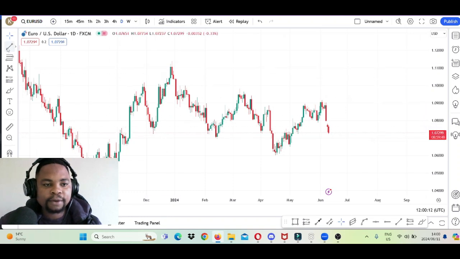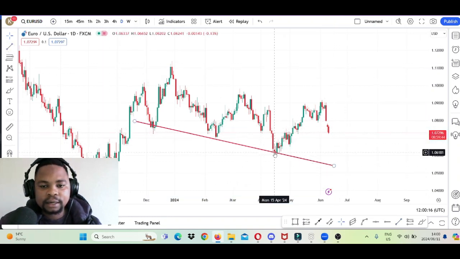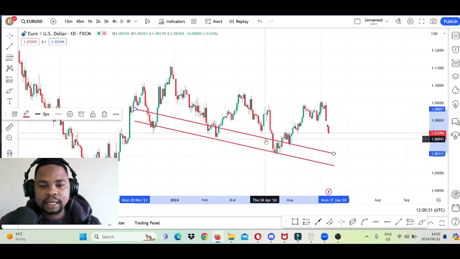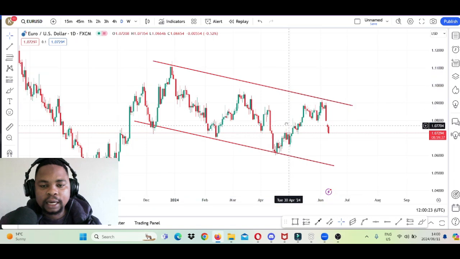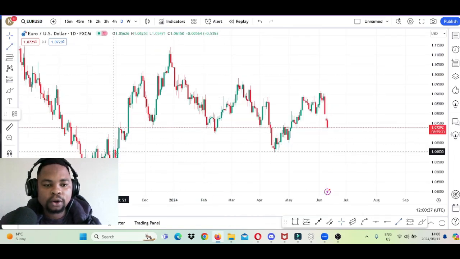Look at this and how beautiful it is right now. You can literally continue with scalping your trades and use TradingView to enter all of your trades.